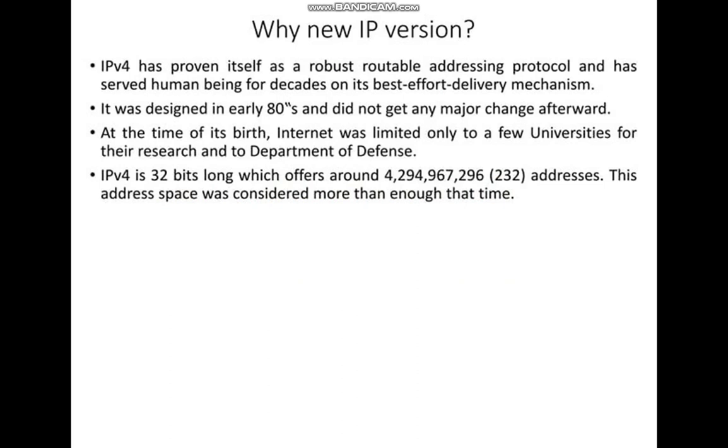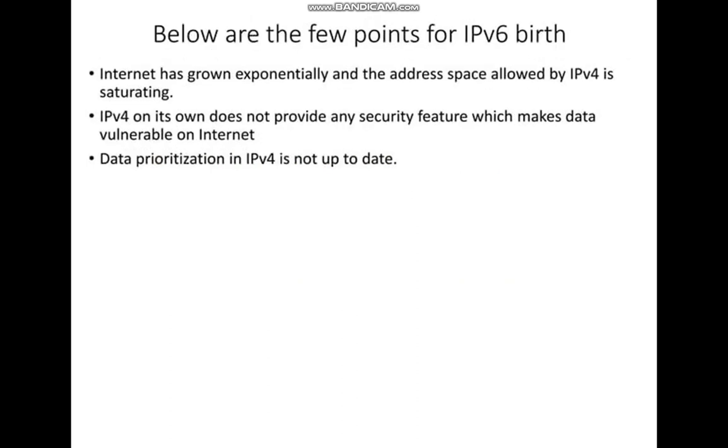IP version 4 has proven itself a robust routable addressing protocol and has served human beings for decades, and it's the best ever delivery mechanism. It was designed in the early 80s and did not get any major changes afterward. At the time of its birth, the Internet was limited to a few universities for their researchers and the Department of Defense. IP version 4 uses only 32 bits, which offers around this many addresses. This address space was considered more than enough at that time.